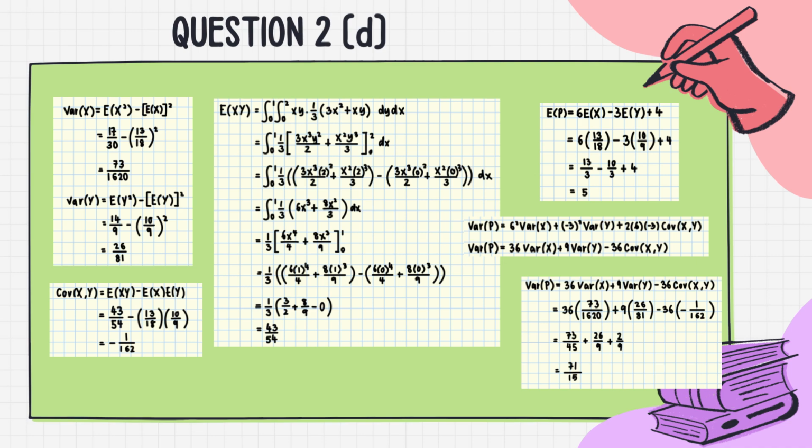Since x and y are not independent, we must find the covariance of x and y. Now we can find the mean of P is 5 and the variance of P is 193 over 245.